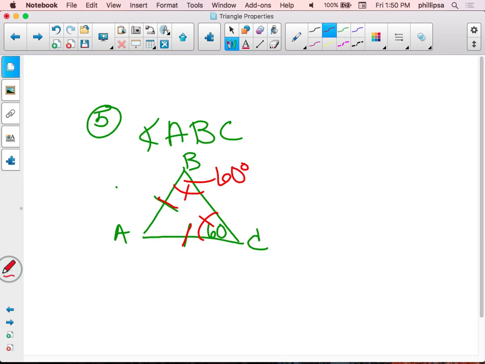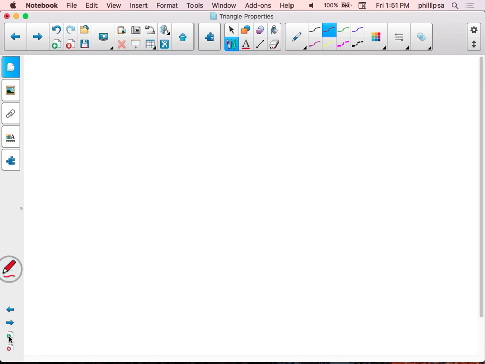Because that's got to be 60, 60. That's got to be 60. That's got to be congruent. Equilateral, equiangular. Okay, I want to shift over to number 6. They're asking for the measure of angle EDF.